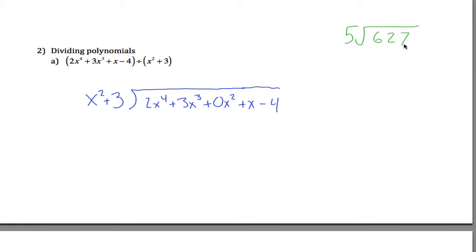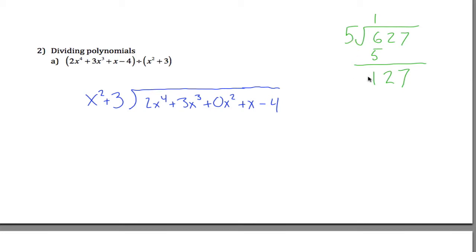left to the right. What I mean is you're not worrying about the whole 627. You're just worrying about this 6 right here, the furthest left thing. And you say, well, I can fit one 5 in this 6, so you put a 1 up here. And then 1 times 5, you take whatever you put up top, multiply it by this, and write it down here. And then you subtract. 6 minus 5 is 1. And you can bring the rest of this stuff down, and then repeat that process.